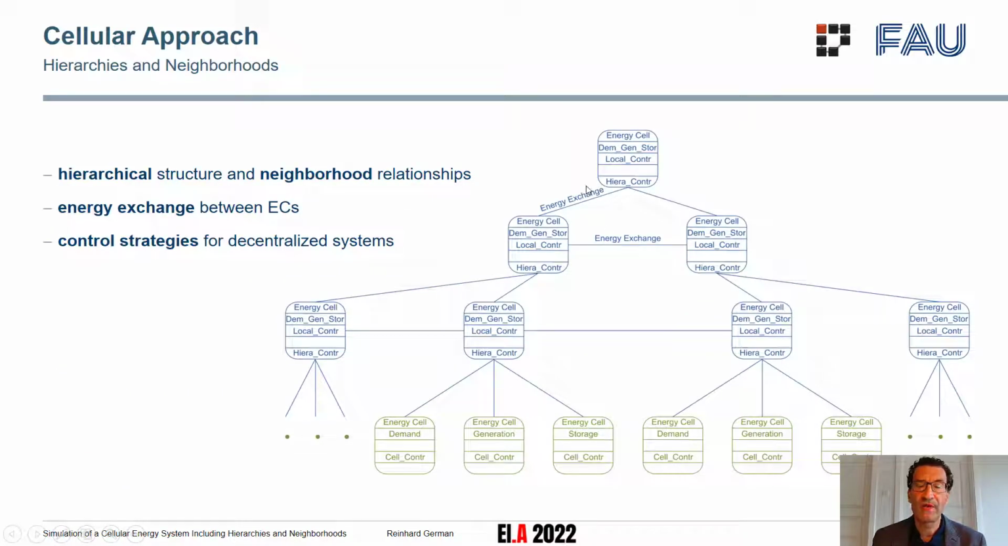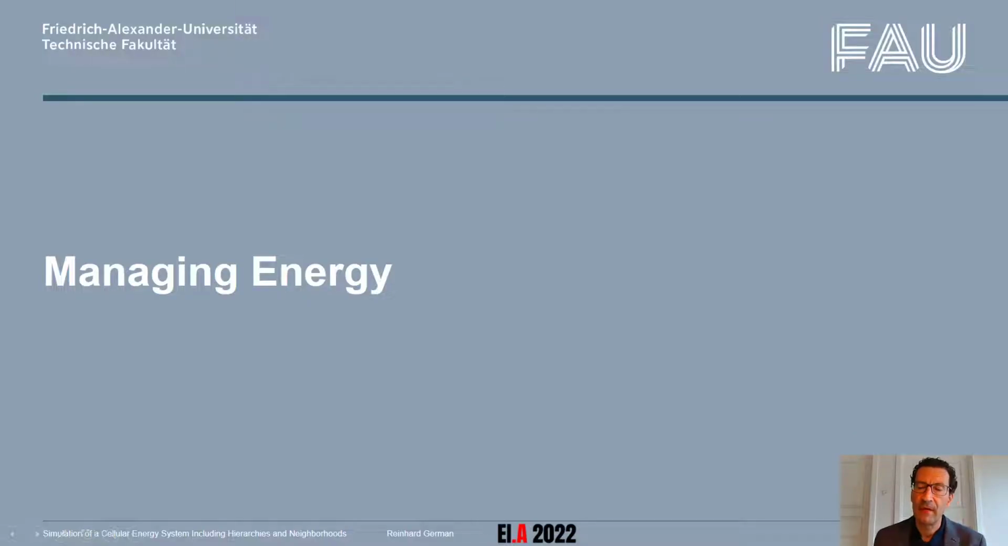Overall, a topology is constructed like this, in which you have the atomic energy cells aggregated to aggregated energy cells, aggregated again to higher level aggregated energy cells, and also you can have neighborhood relationships between them. And in order to control the overall system, you of course need suitable control strategies. And such control strategies are the main contribution of this paper.